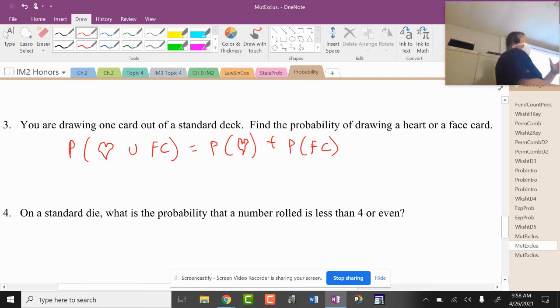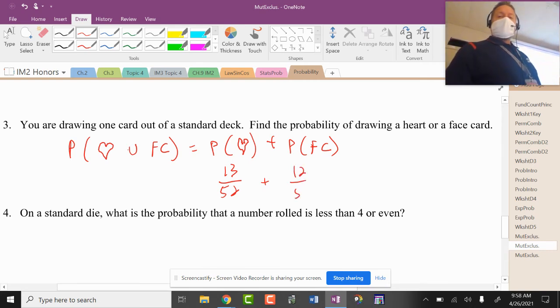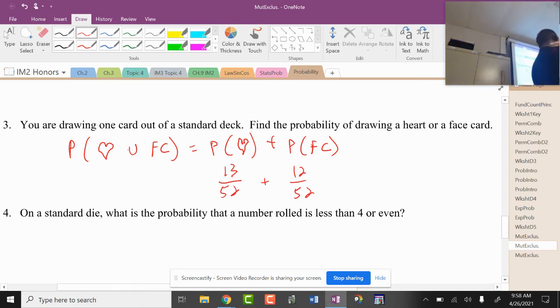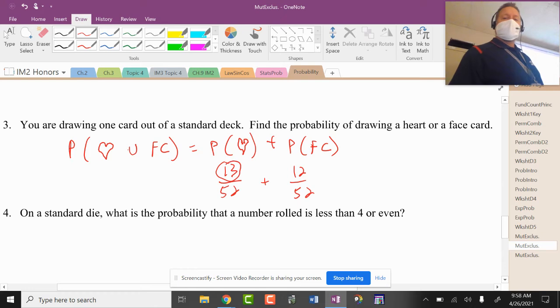How many hearts are there, by the way? We need to know this from our cheat sheet. There's 13. And then how many face cards are there? Well, we've got to think about that. There's 3 in each suit, and there's 4 suits, so there's 12. The problem is, who's in this list twice? 3 of them: the king, queen, and jack of hearts. So the king, queen, jack of hearts is in this list, and in this list, there's only one of such card, not 2. So therefore, you must subtract out the heart face cards.